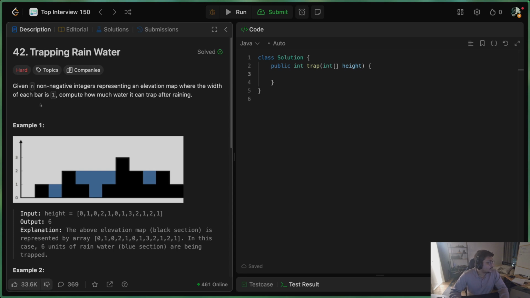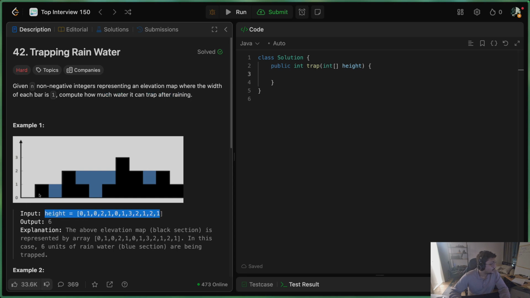In this question, we are given n non-negative integers representing an elevation map like this, where the width of each bar is 1, and we have to compute how much water it can trap after raining. So if it rains from the top, the blue part is the water which can be trapped between these elevations. Now in this case, this is the height given.